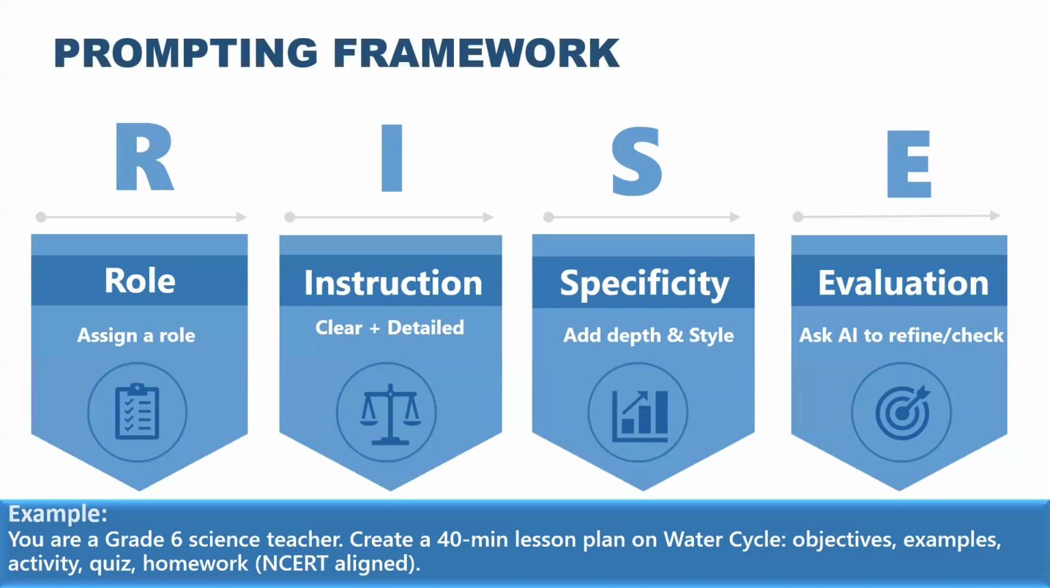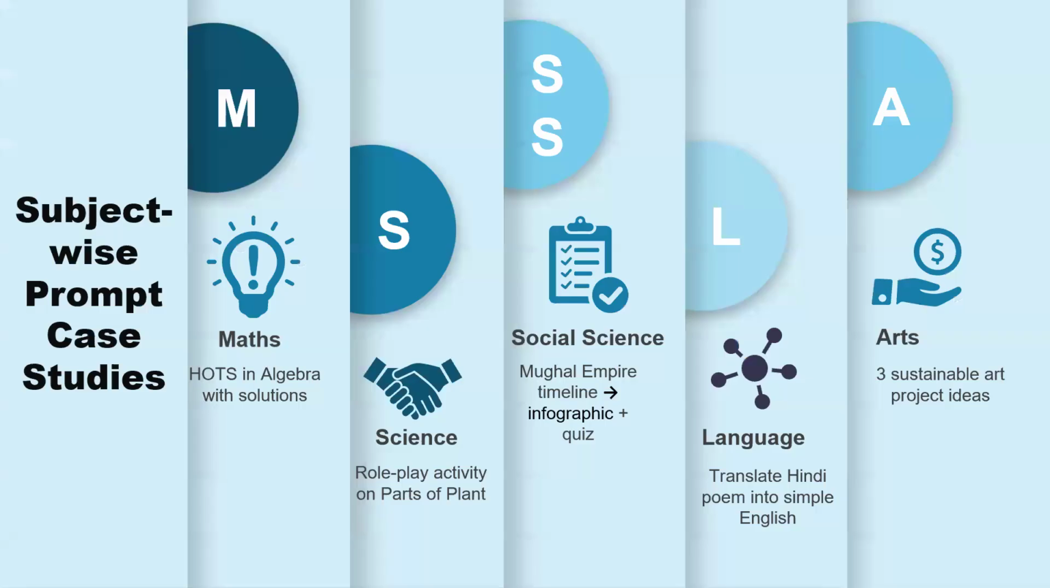Ask AI to derive some questions like MCQs or any fill-ups or any surprise prompt in the presentation so that they get some information out of the particular prompt. Even a small example has been derived. You are a grade 6 science teacher. Create a 40-minute lecture plan on water cycle. Give them objectives, examples, activity, quiz, homework, which are really NCERT aligned. So we need to be very keen on these things when we derive any prompts.